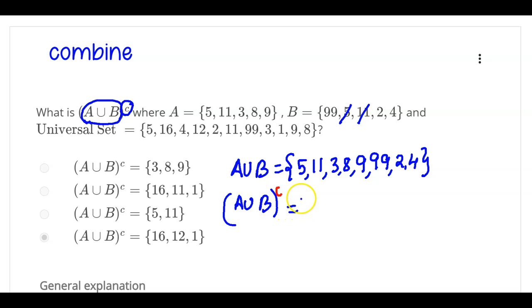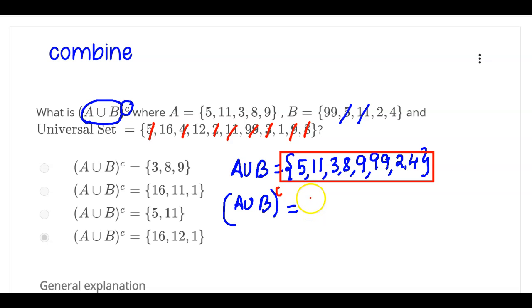And how do I get that? That means I need everything except these numbers here. So I simply strike off these numbers from my universal set. So 5 is gone, boom. 11 is gone, 3 is gone, 8 is gone, 9 is gone, 99 is gone, 2 is gone, and 4 is gone.